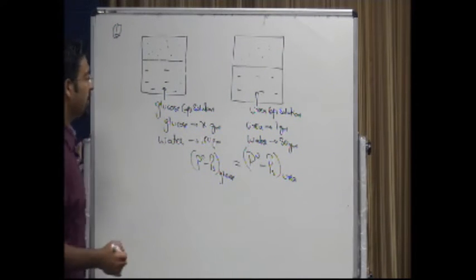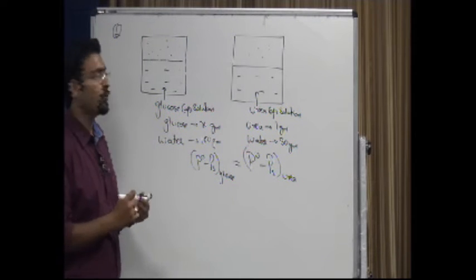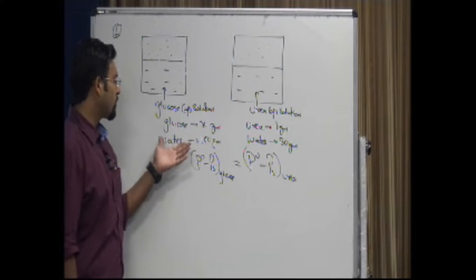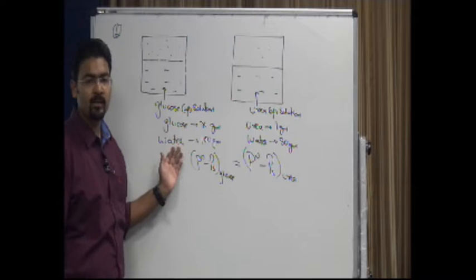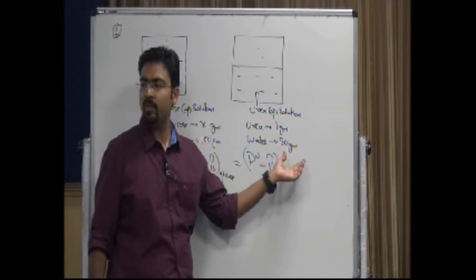So this is the question. If you could not write, I can quickly explain it. You have two solutions. One is a glucose aqueous solution, the other is a urea aqueous solution. In the glucose aqueous solution, some X gram of glucose is dissolved in 100 gram of water. And in the urea aqueous solution, you have 1 gram of urea dissolved in 50 grams of water.